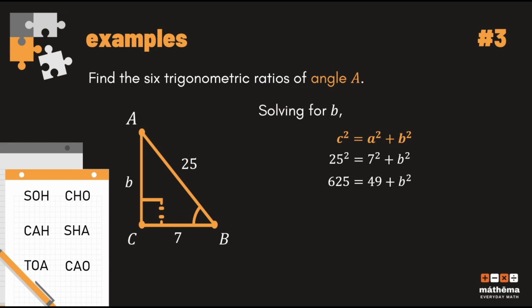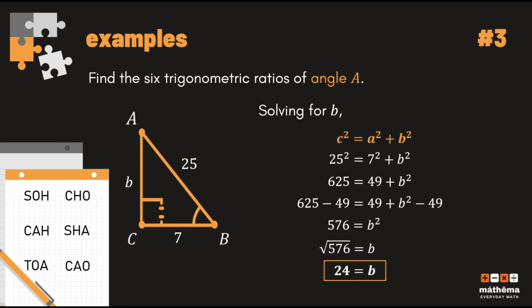Subtract 49 from both sides. We will have 625 minus 49 is equal to 49 plus b squared minus 49. 625 minus 49 will give us 576. 49 minus 49 is 0. So what's left is b squared. Extract the square root of 576. The square root of 576 will give us 24. Again, we will disregard the negative square root because we are dealing with measurements. So b is equal to 24.